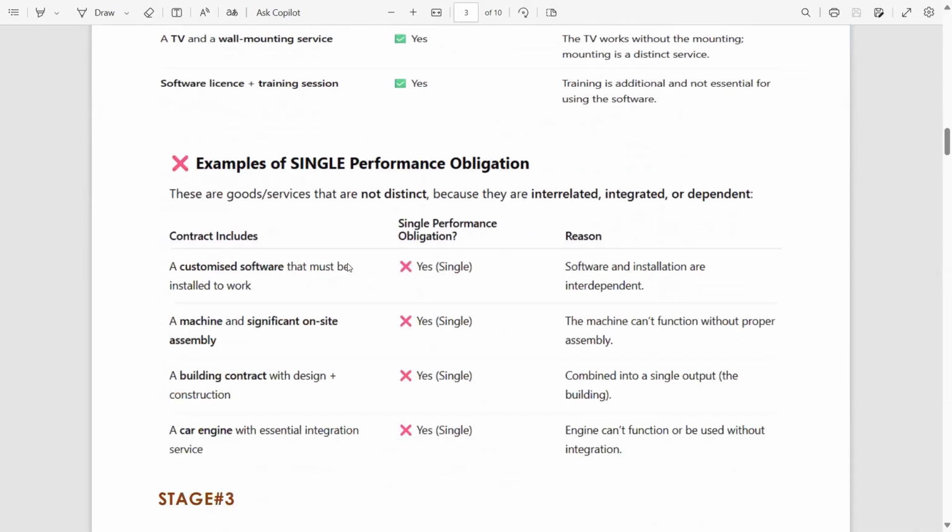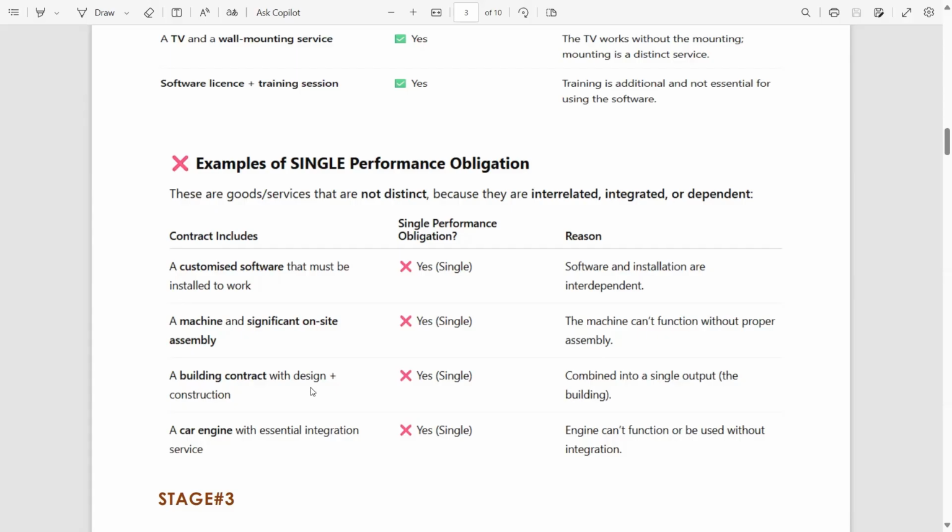Now, examples of a single performance obligation. These are goods or services that are not distinct, meaning they are not separate because they are interrelated, integrated, or dependent. The contract includes customized software that must be installed to work. Single performance obligation? Yes, single. Reason: software and installation are interdependent. Machine and significant on-site assembly. Single performance obligation? Yes. Reason: the machine can't function without proper assembly.